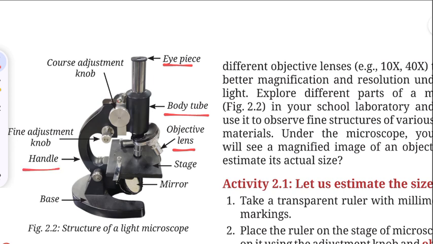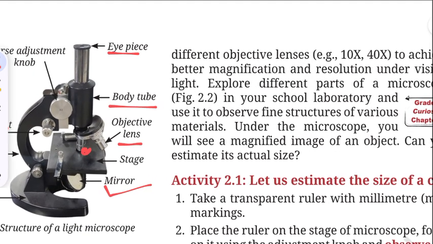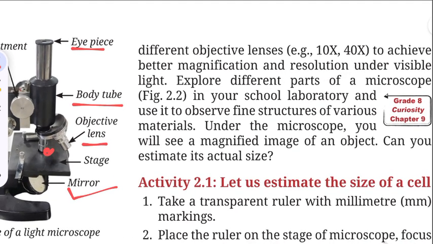See, some might wonder why the mirror is given here. So the main function is not there. It just acts as a light reflector. It reflects the light so that the person who is watching the object can see it more clearly. And next comes our fine adjustment knob, which is used to adjust. Now, different objective lenses, for example 10x or 40x, are used to achieve better magnification and resolution under visible light.